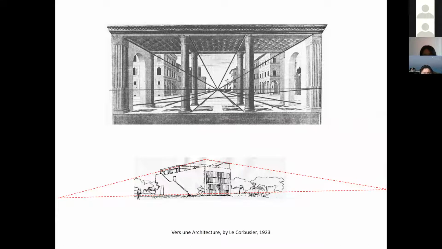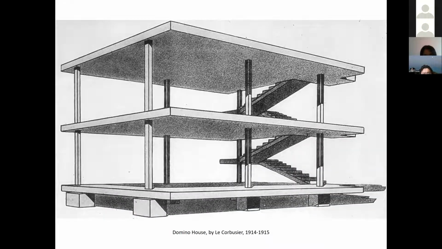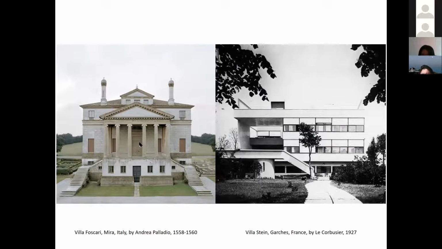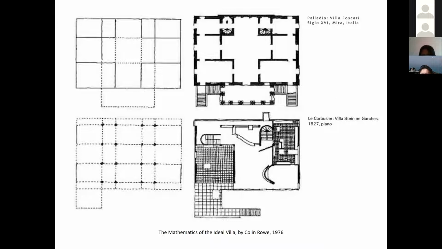And then there is the famous diagram of the Domino House created by Corbu, and also because of the use of concrete. So you go from something that is very solid, with solid void relationship in the classical period, to this elemental Cartesian language. And the idea of nine square and four square grid, when we look at grid buildings, and Colin Rowe, talking about how we can actually compare Palladio's classical building with Corbusier's building, the classical AB grid.